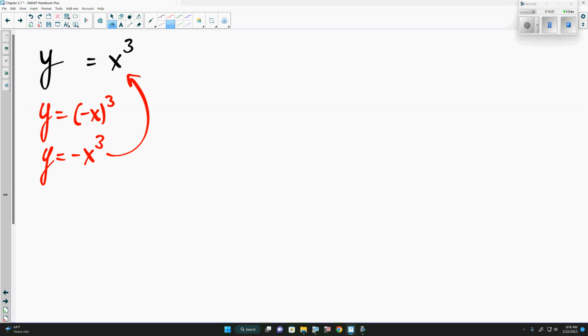Now we can replace y with negative y. Negative y is equal to x cubed. To get y by itself, we divide both sides by negative 1, telling us y is equal to negative x cubed.